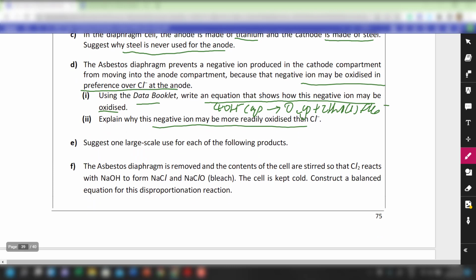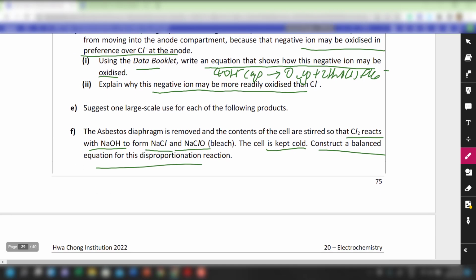Finally, part F, the asbestos diaphragm is removed and the content of the cell are stirred so that chlorine reacts with sodium hydroxide to form sodium chloride and the bleach. The cell is kept cold. Construct a balanced equation for the disproportionation reaction. So this is a revision of redox.